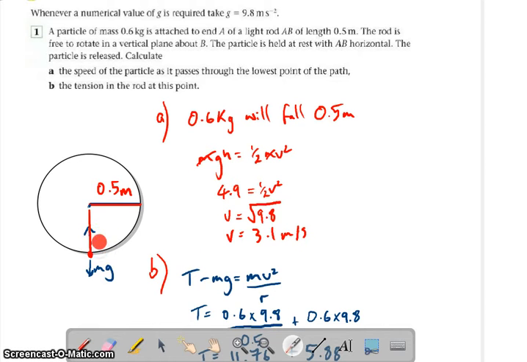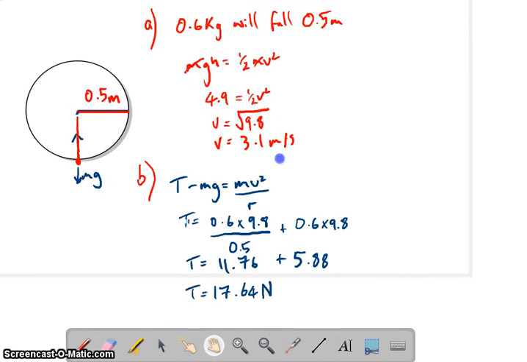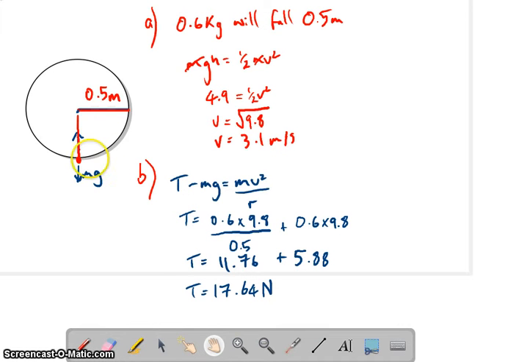Find the tension in the rod. So the tension in the rod obviously is inwards, towards the centre of the circle, providing a centripetal force. So there's a centripetal force that's causing the acceleration, and the weight of the mass is down. So what we have is that the total centripetal force is equal to mv squared over r, and that total centripetal force is the tension take away mg, so mg is an extra force.